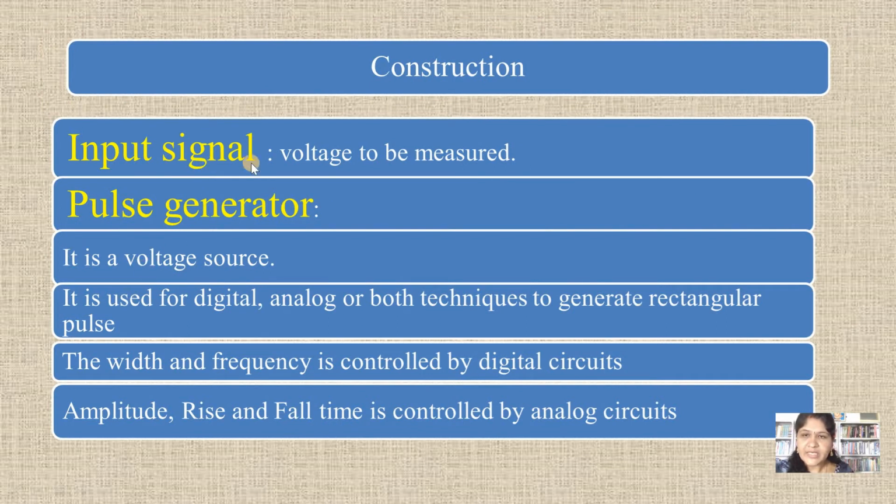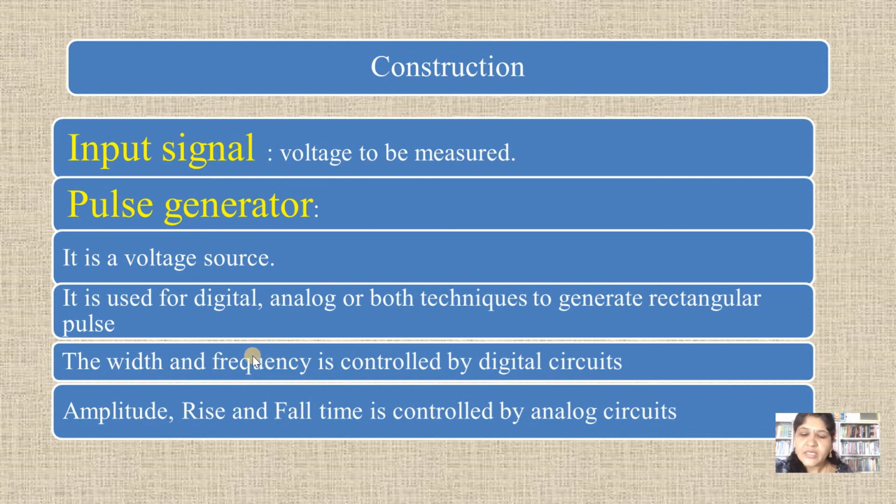The input signal is basically the signal whose voltage we want to measure. Then we have the pulse generator. The pulse generator is a voltage source. It is going to use digital techniques, analog techniques, or both digital and analog techniques to generate the rectangular pulse, and the rectangular pulse is given as input to the AND gate.